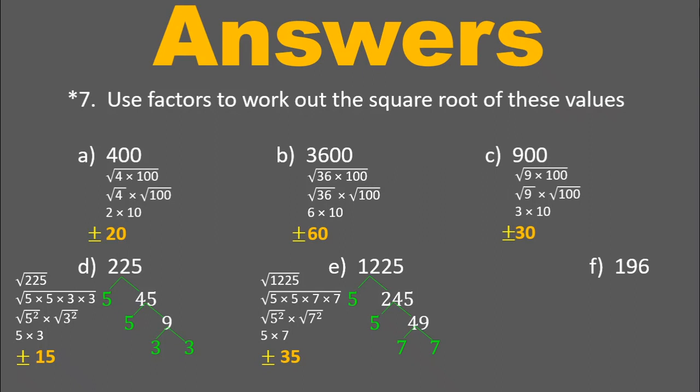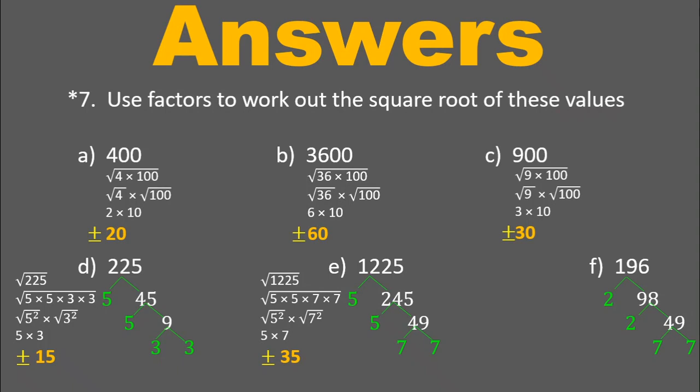Try question F for yourself now. We're going to go through it the same way. First, we'll do our factor tree. 196, I know it can divide by 2 because it's an even number, and that would be 98. Let me try that again. I can divide that by 2 as well because it's still an even number, and that would give me 49. This is looking familiar now. 49 is a square number. 49 can divide by 7, and the other factor would be 7.